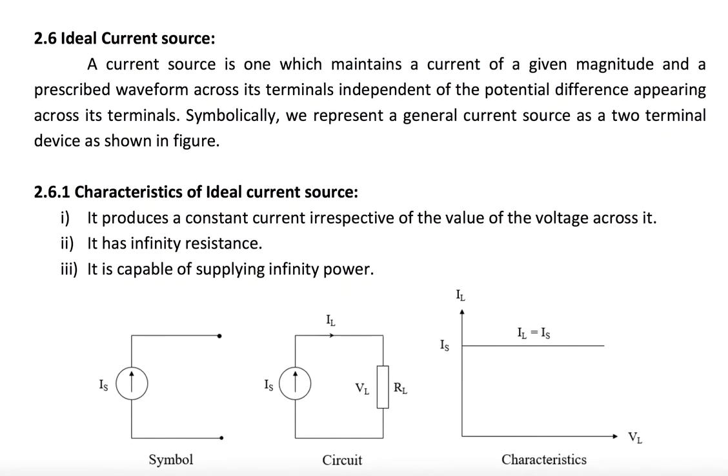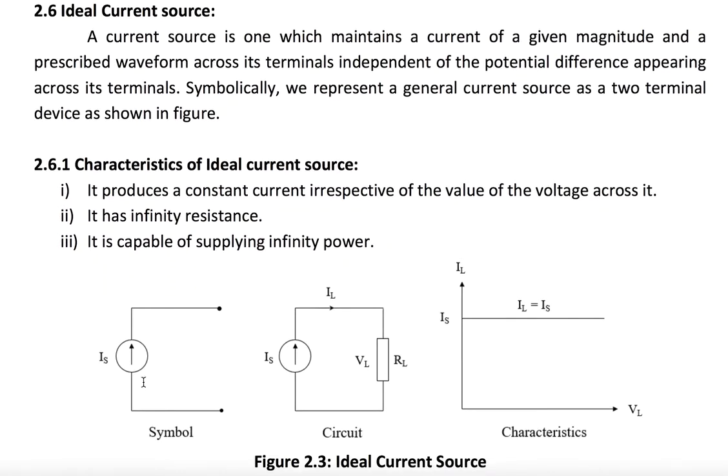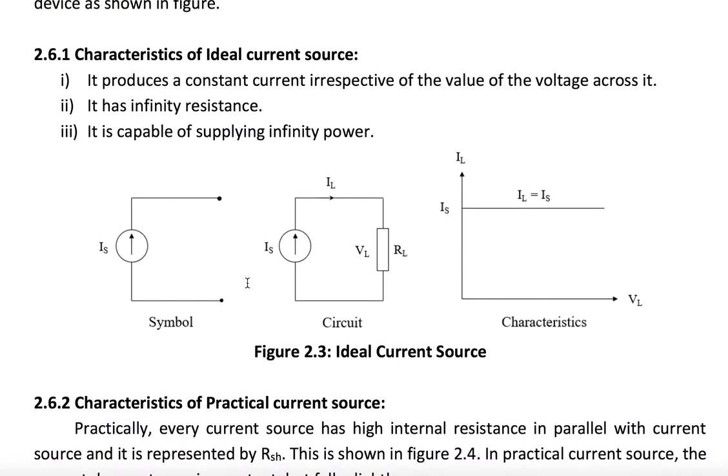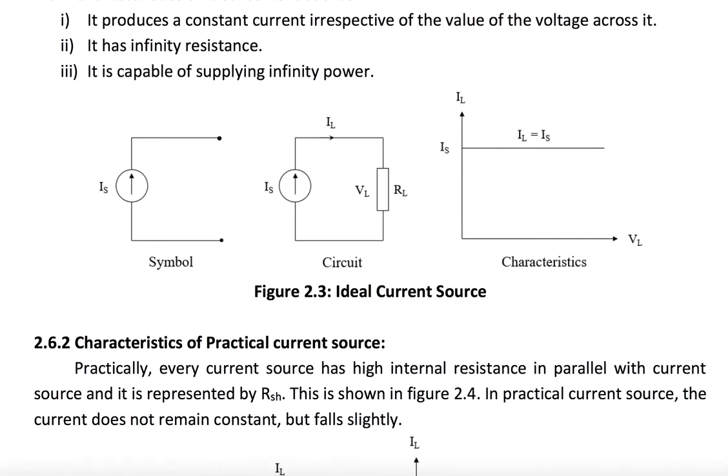What is an ideal current source? An ideal current source is one which maintains a current of given magnitude, independent of the terminal voltage across it. Symbolically, we represent a general current source as a two-terminal device, as shown in the figure. Whatever the voltage across it, the current is independent. If you draw the current-voltage characteristic, it is a constant straight line. That means it has infinite resistance, and across its terminals it is capable of supplying infinite power.